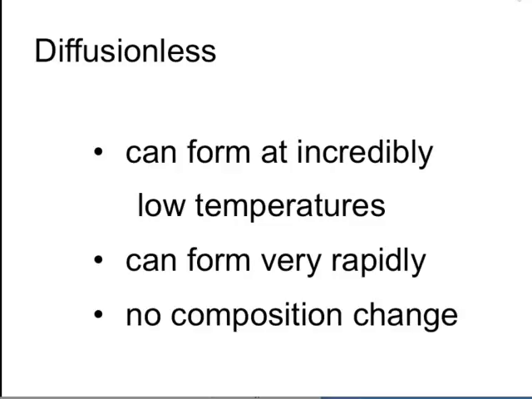So the reason why we know it's diffusionless is that martensite can form at incredibly low temperatures, for example, 4 Kelvin. It's possible to get martensitic transformation at 4 Kelvin, where diffusion is basically inconceivable even for the smallest of atoms. And also martensite can form extremely rapidly.